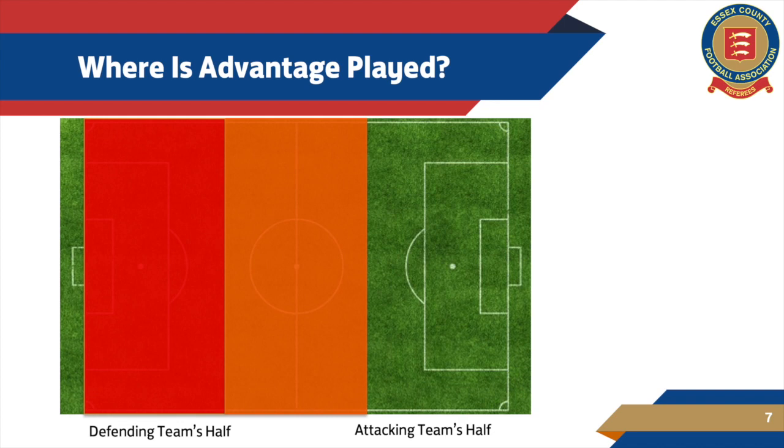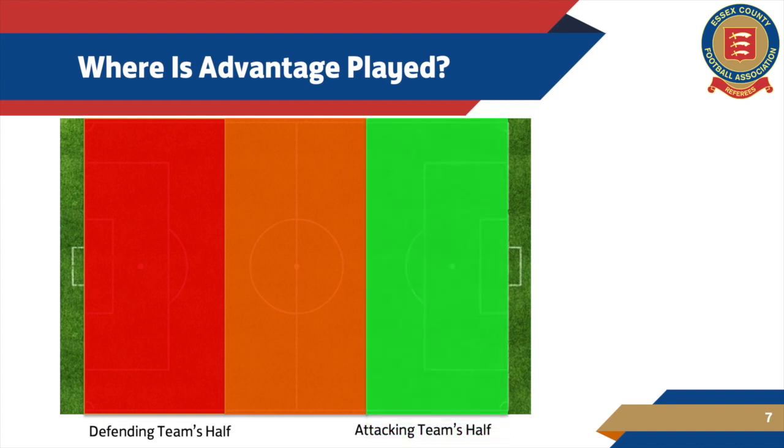Maybe not, but you could play it down the wing to create that goal scoring opportunity. In which case, play the advantage. Whereas if not, you're going to be looking at possession again, so therefore it will be a free kick. And then finally, the final third, the attacking third.